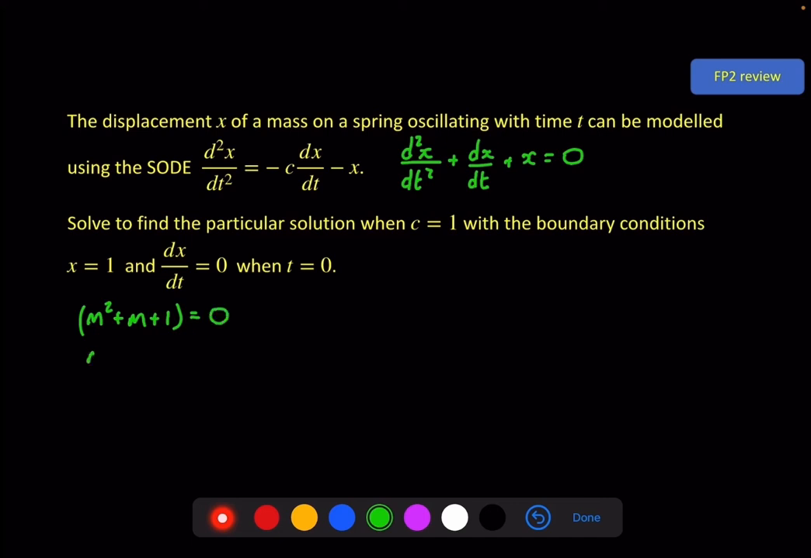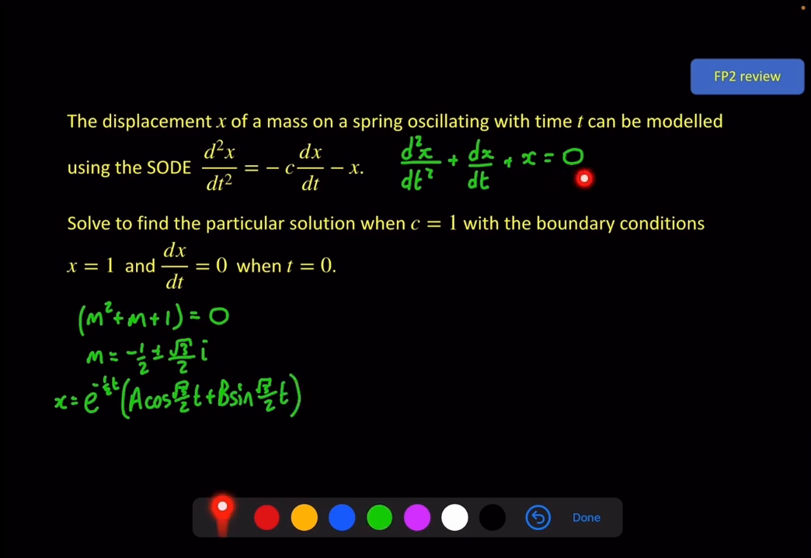In this case, we get a complex conjugate pair, minus a half, plus or minus root 3 over 2 i. That tells us that x is equal to e to the minus half t, a cosine root 3 over 2 t, plus b sine root 3 over 2 t. And because this is equal to 0, we don't need a particular integral. This is the general solution.